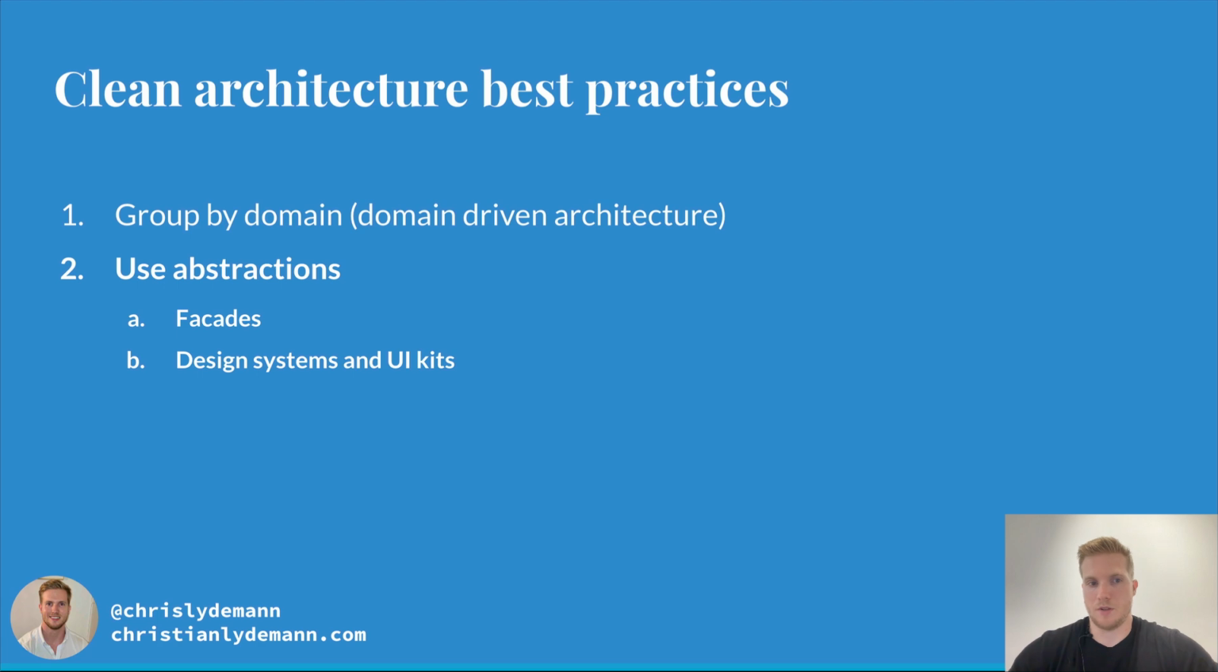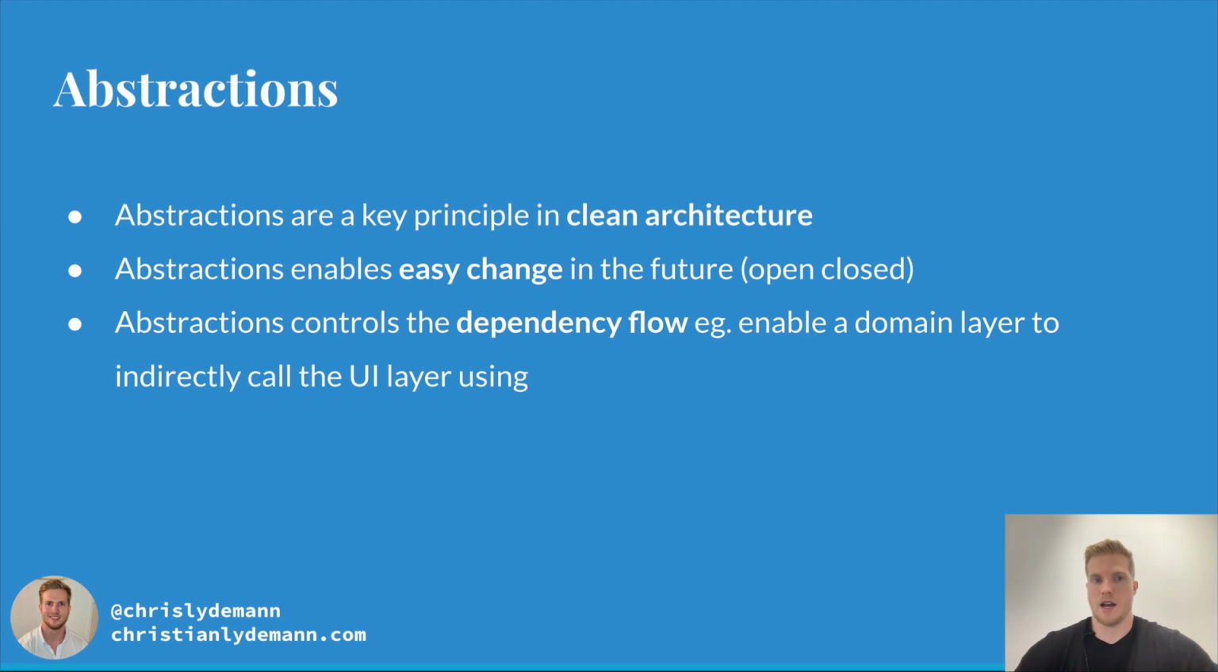Another thing we have is using abstractions, and here we have facades and design systems. Abstractions are a key principle in clean architecture, because abstractions enable easy change in the future, because we have some indirection. We don't depend directly on the things, so we can change the underlying instance of the abstraction that we're working with. And abstractions also control dependency flows. For example, we can enable a domain layer to indirectly call the UI layer using an abstraction.